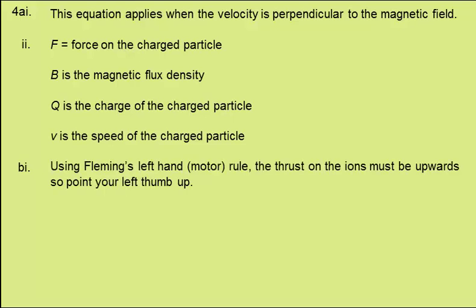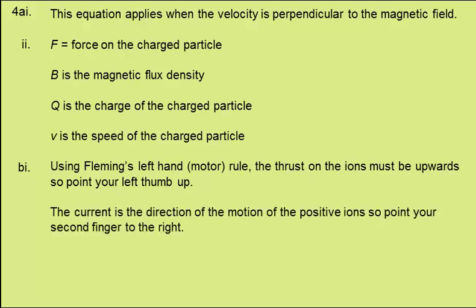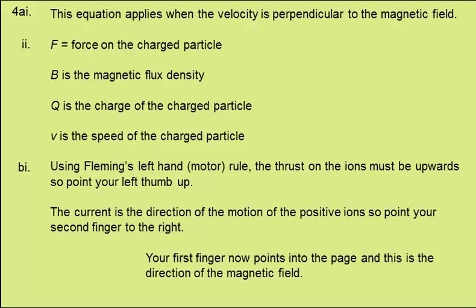While using Fleming's left-hand motor rule, the thrust or force on the ions must be upwards, so if you point your left thumb up, the current is in the direction of the motion of the positive ions, so point your second finger for the current to the right. Your first finger, representing the field, now points into the page, and this is the direction of the magnetic field.